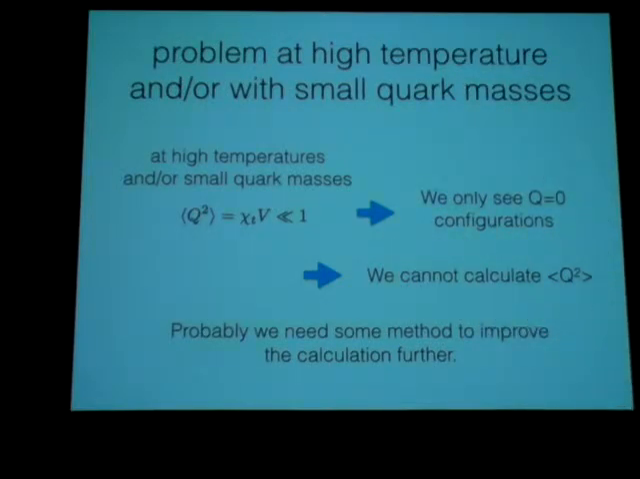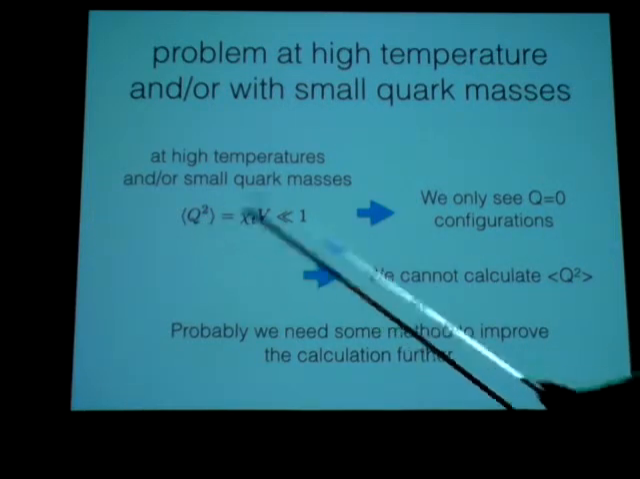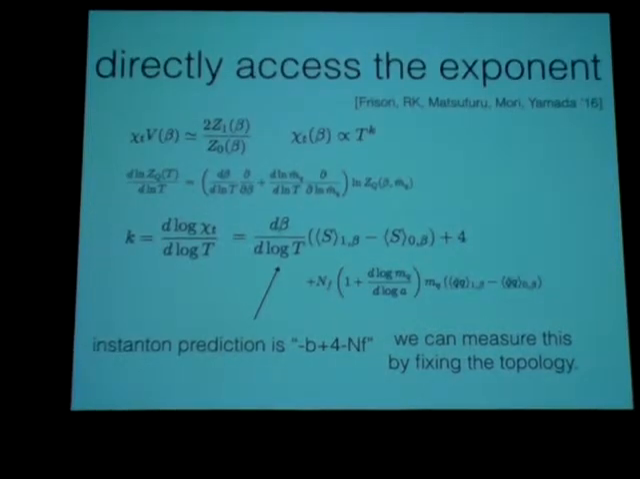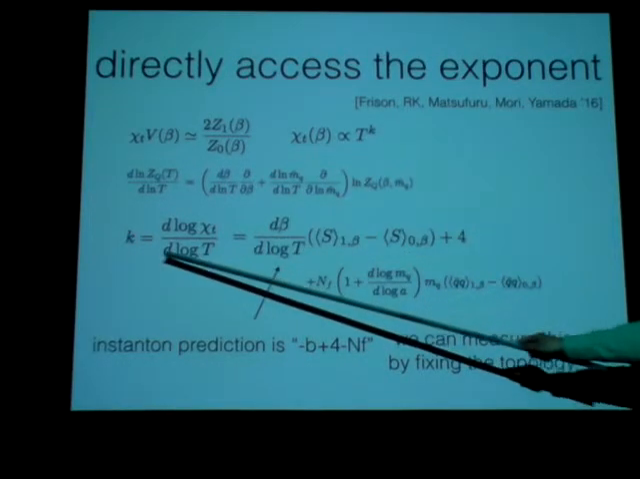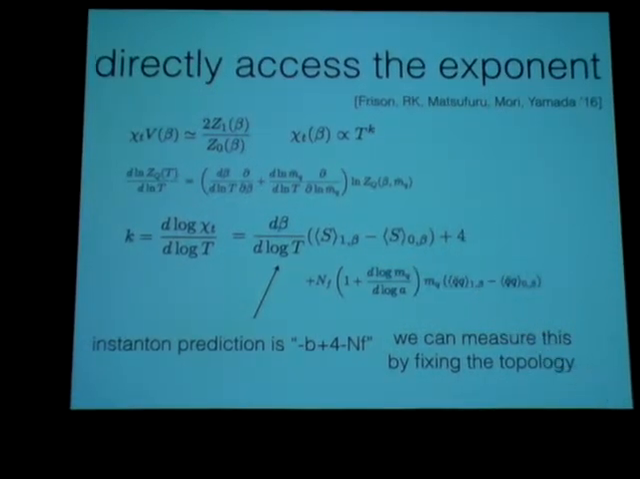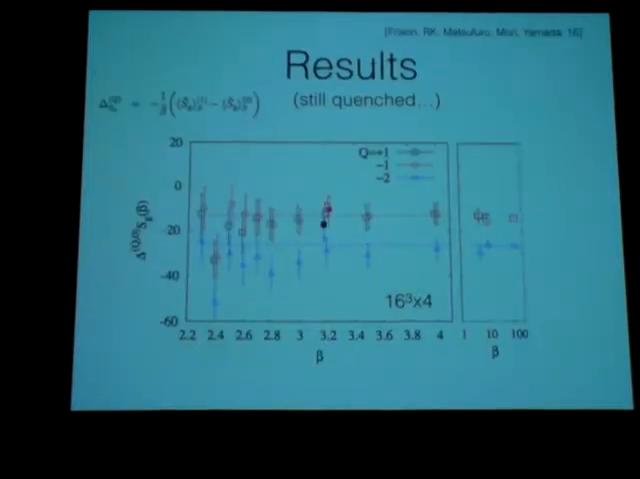Okay, maybe I spent too much time. But anyway, the lattice has a technical difficulty in calculating, because if you go to high temperature, chi t becomes small, that means you only get the uninteresting Q equal to 0 configuration. We want to measure the Q squared expectation value, but if you get Q equal to 0, that's just a waste of time. So then I changed the strategy and I tried to get the exponent directly. And the exponent you can actually get from the difference of the axion mass for each topological configuration and also the condensation of quark in each topological configuration. So if you measure this, you can directly access the exponent. That's something we can do and we did.